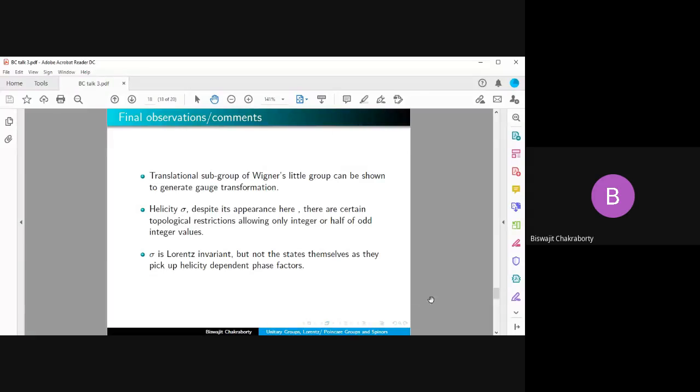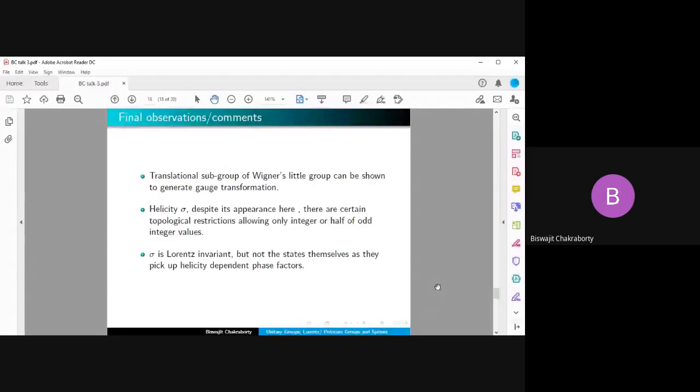The final observation is that the translational subgroup of the massless little group can be shown to generate gauge transformations, which I have not shown. You can see some literature in this regard. I have also written a couple of papers. Should you be interested, you can contact me later and I can send you some earlier papers. Also, there are some references to earlier works in this direction where you can find it.